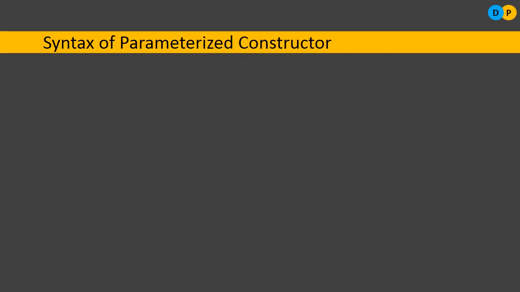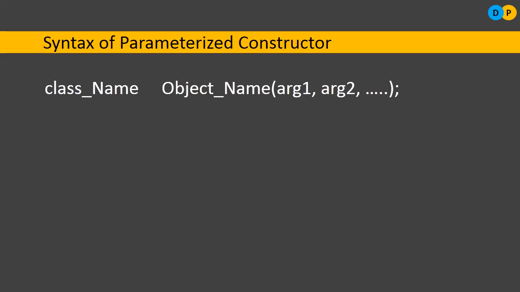Now let us understand the syntax of parameterized constructor. The syntax starts with the class name followed by the object which is created for the class, and it will be followed by arguments within the parenthesis. Later it will be terminated by semicolon. So for a particular class we will be creating an object. So class name, object name, within parenthesis we can have any number of arguments. If there are more than one arguments, all these arguments need to be separated by comma, and later it will be terminated by semicolon.